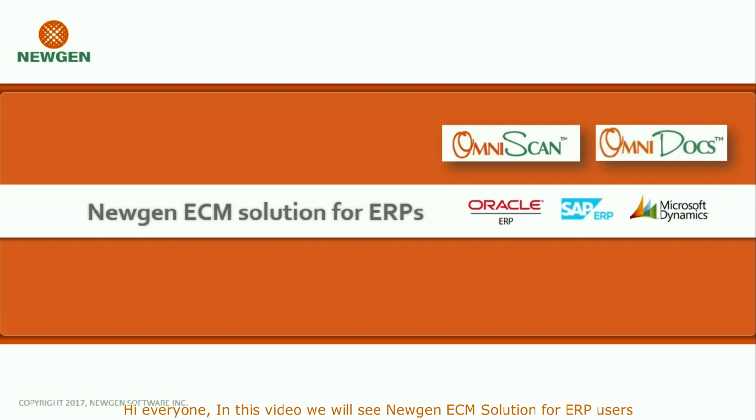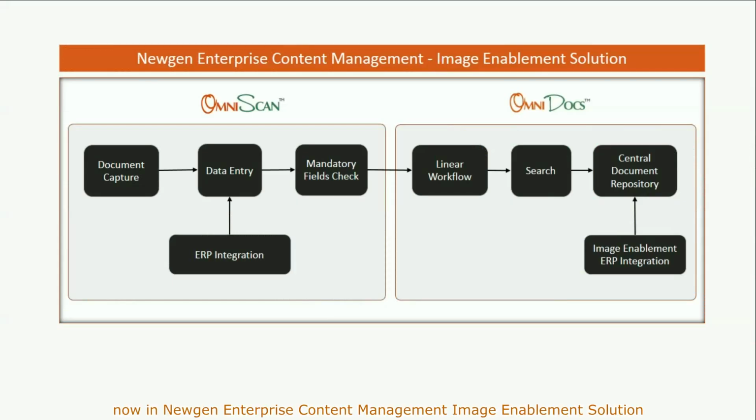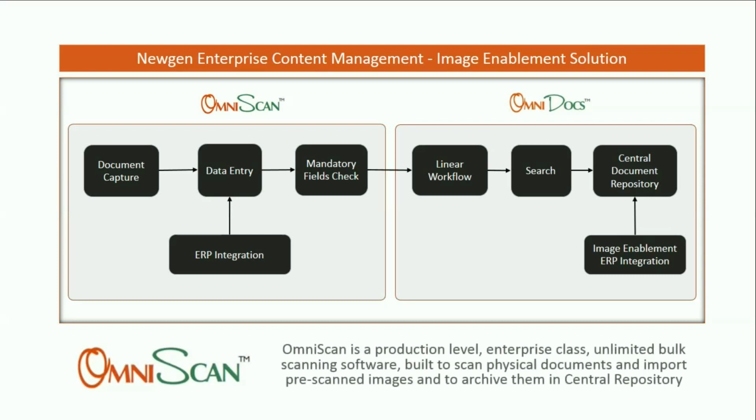Hi everyone. In this video we will see Newgen ECM solution for ERP users. Now in Newgen Enterprise Content Management Image Enablement solution we have two software, OmniScan and Omni Docs. OmniScan is a production level enterprise class unlimited bulk scanning software built to scan physical documents and import pre-scan images from various locations and to archive them into the central repository.